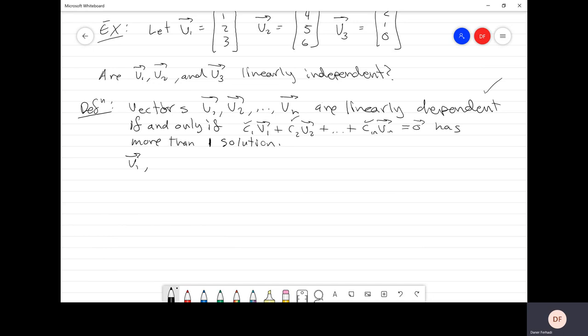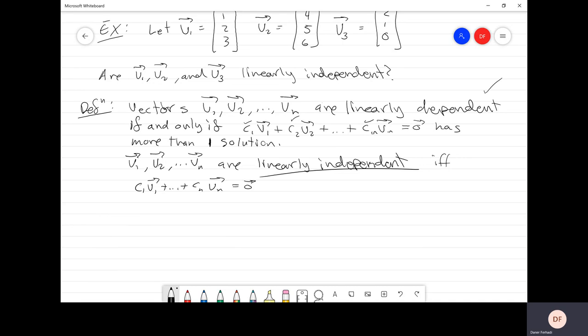So I can say V1, V2, up to Vn are linearly independent if and only if this vector equation has only the trivial solution. And the trivial solution is when C1 equals C2 equals dot dot dot Cn equals 0. Okay.